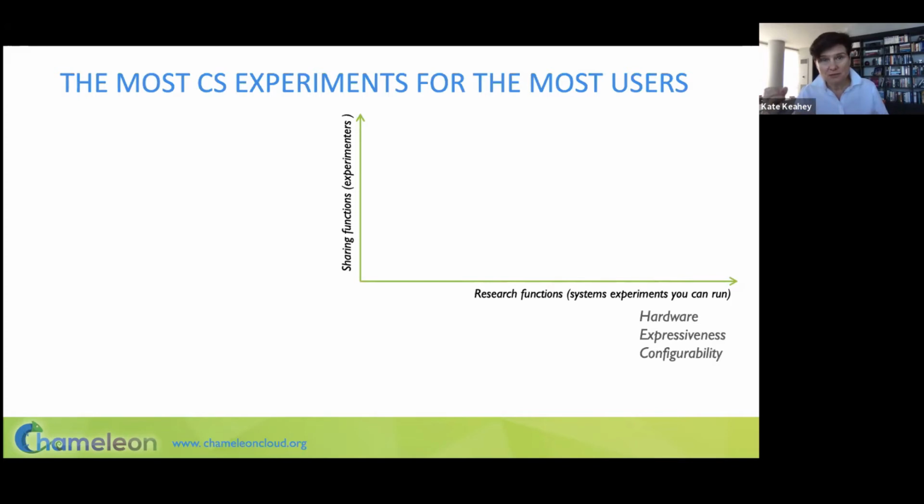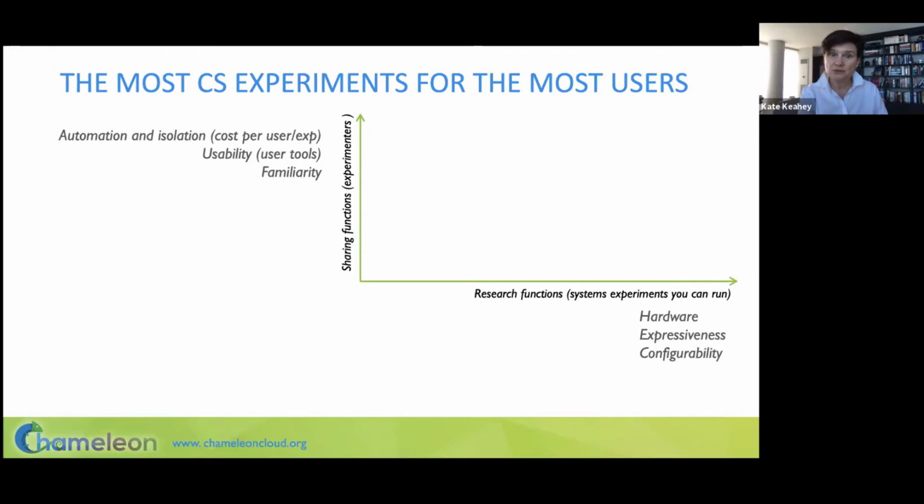Configurability, right? Can you provide bare metal reconfiguration? Can you provide network stitching? Can you configure that tool to support the needs of your experiment? And then the sharing functions, how many users can experiment. You can think of automation and isolation, right? So you need to provide some sort of isolation between users so that their experiments don't impact each other.